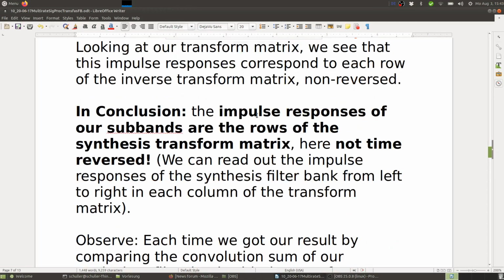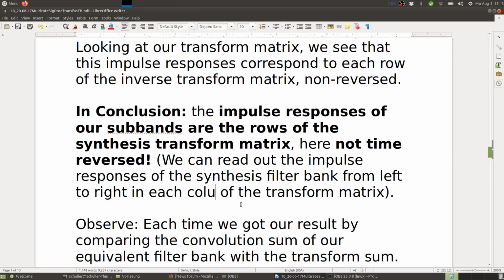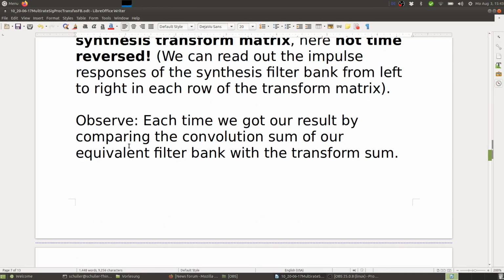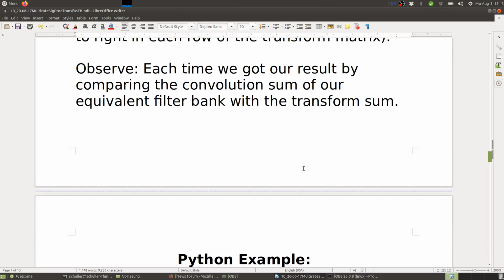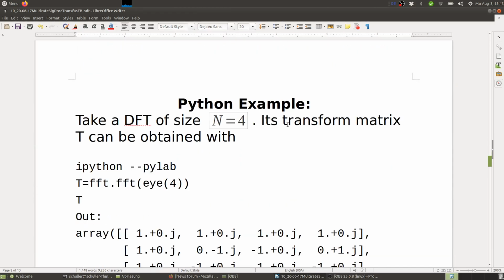So in conclusion, the impulse responses of our subbands are the rows of the synthesis transform matrix, here not time reversed. We can read out the impulse responses of the synthesis filter bank from left to right in each row of the transform matrix. Here, observe, each time we got our result by comparing the convolution sum of our equivalent filter bank with the transform sum. Right, so that was the basic approach.